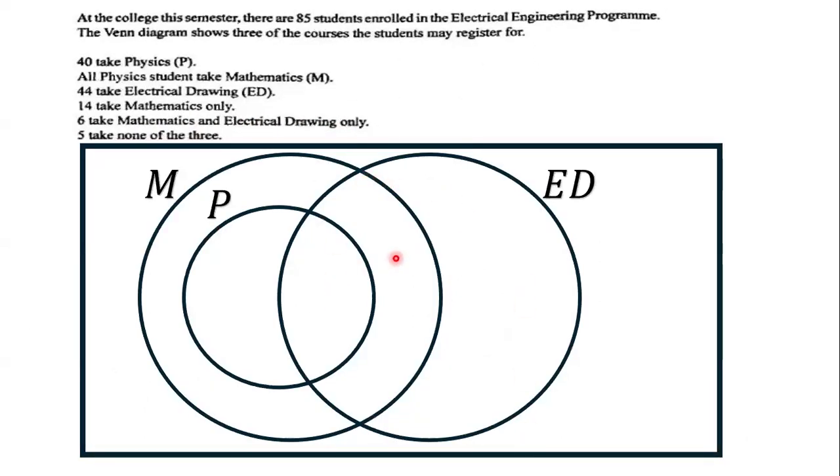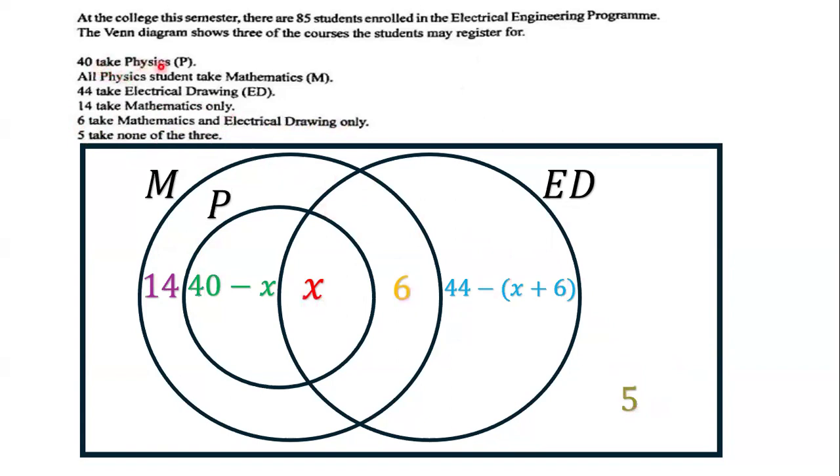So we have this Venn diagram. Notice that X is in the middle of this Venn diagram. So X is right here. We have 5 on the outside, because 5 students take none of the 3 courses. And so 5 is on the outside of these 3 circles. It says 14 take mathematics only, so that's why we have 14 here. 6 take mathematics and electrical drawing only, so that's why we have 6 here.